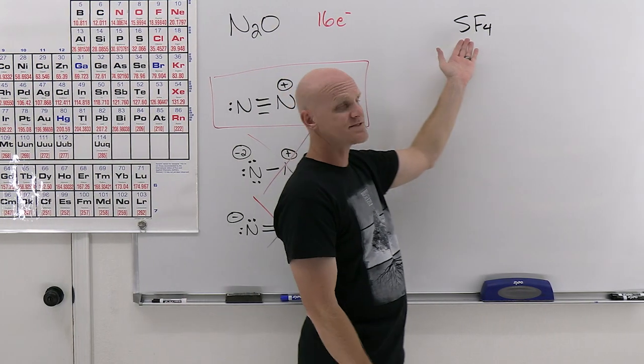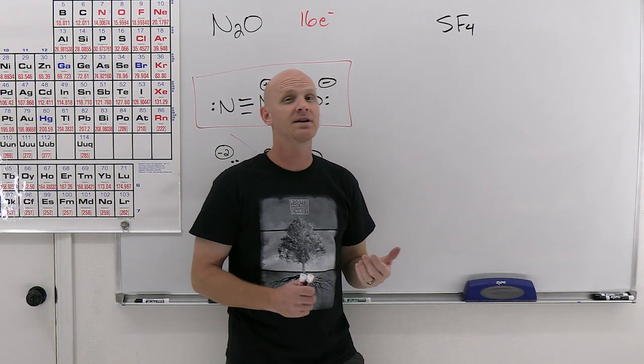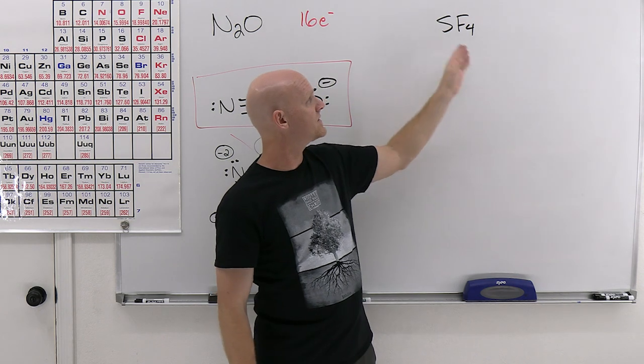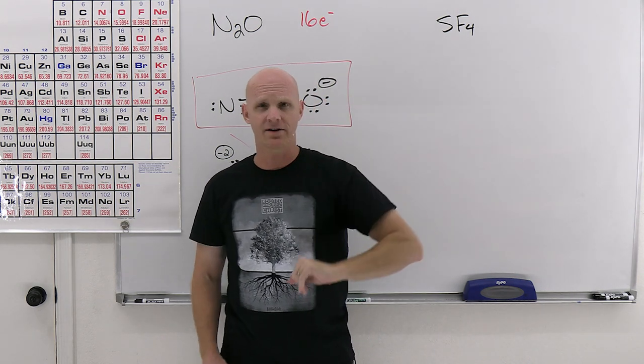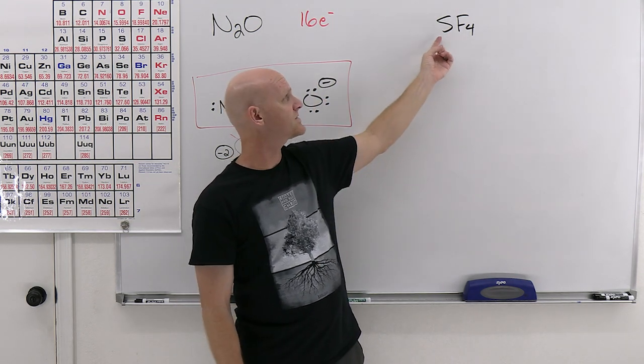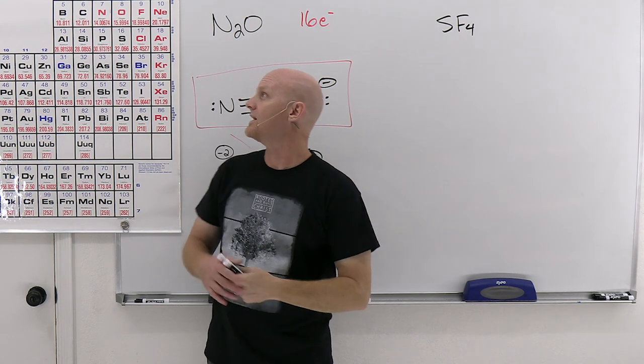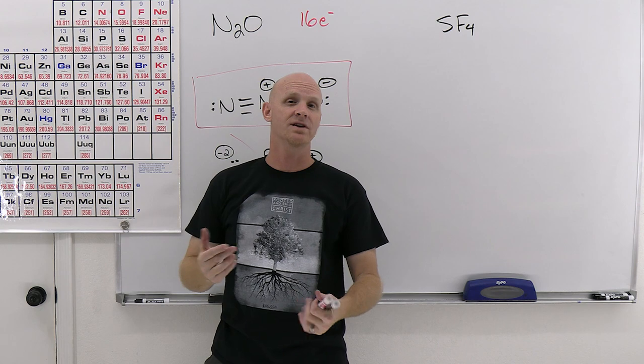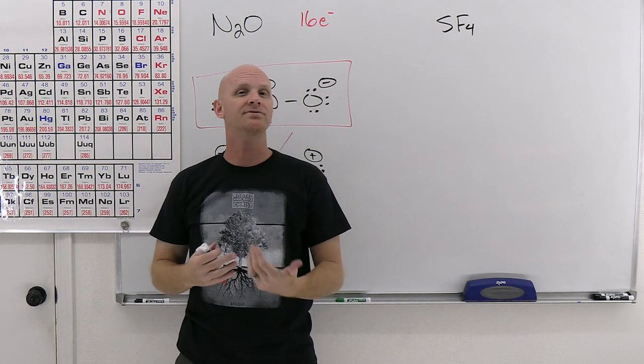Okay, next one on the list here is SF4. And we're going to find out this is our first example of an expanded octet. And there's nothing you can look at in this that's just going to tell you it's an expanded octet. Now, it turns out the least electronegative atom is the sulfur. And sulfur is in the third row of the periodic table or lower, so it's allowed to go over the octet rule, but that doesn't mean that it's going to have to go over the octet rule.